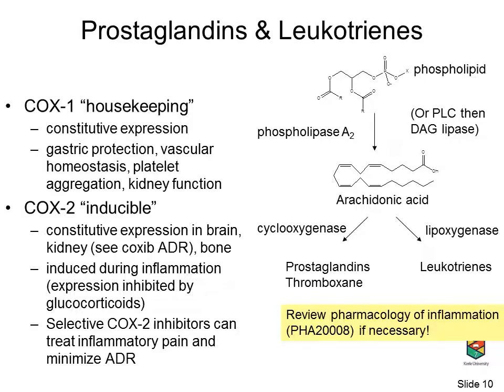Now, as we discussed, NSAIDs work by inhibiting cyclooxygenase. I want to make a distinction between two types of cyclooxygenase. One is called COX-1 and the other is called COX-2. So these are separate genes. There are different isoforms of cyclooxygenase.